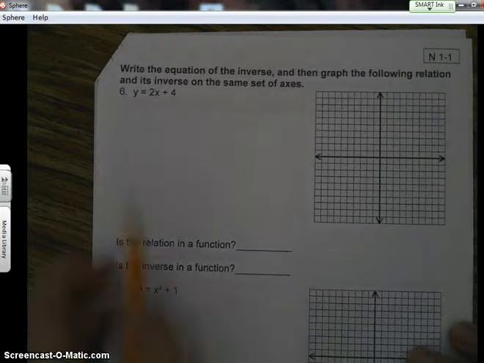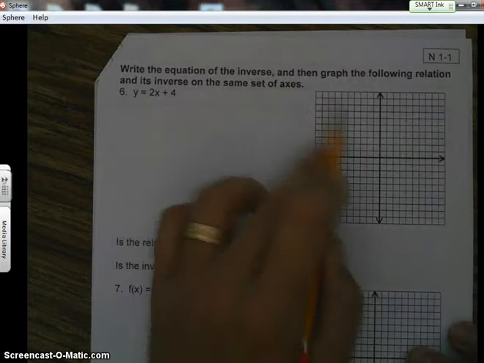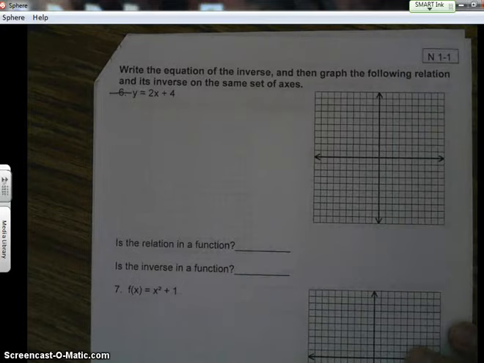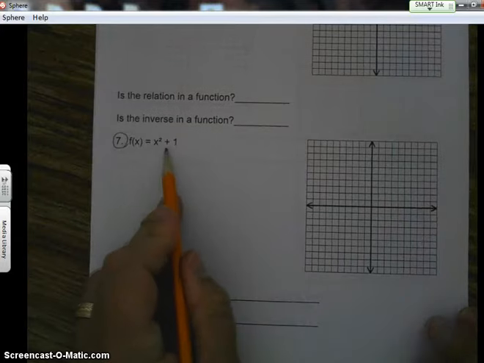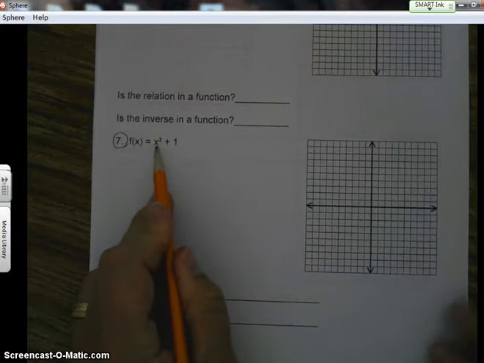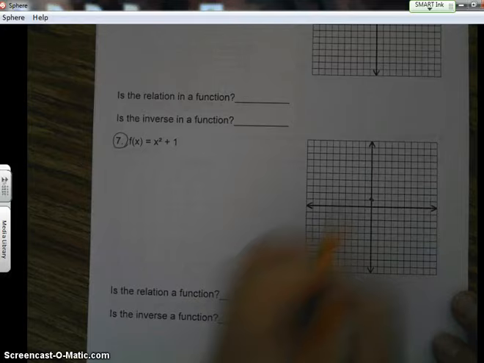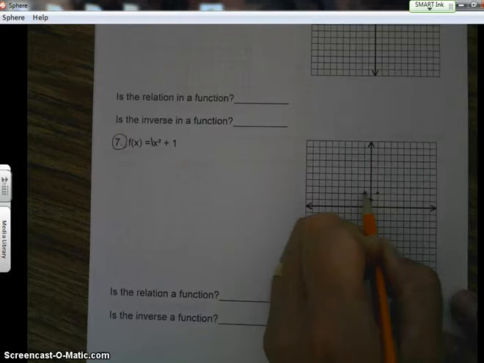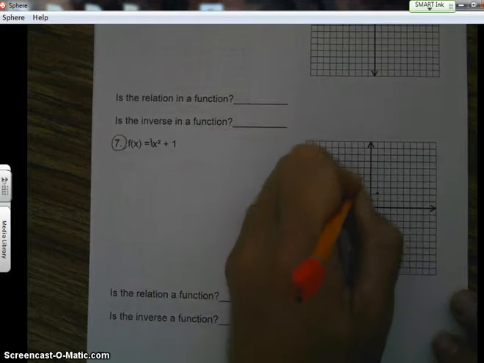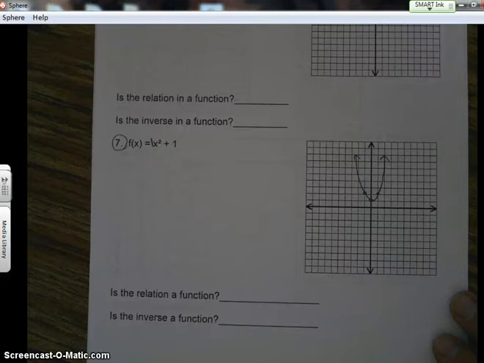Okay, it says write the equation of the inverse. We know how to do that. Then graph the following relation and its inverse on the same set of axes. We're not going to do that. We already know how to do that. Let's take a look at number 7. Let's start off by graphing it. So this is going to be a parabola that's been translated 1 unit up, so 1 up. The A value is 1, so we're going to go over 1 and up 1, over 1 and up 1. So notice I got my 3 points here. You could get more points off of your calculator or Desmos.